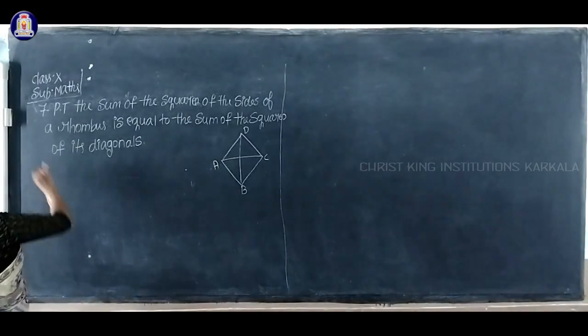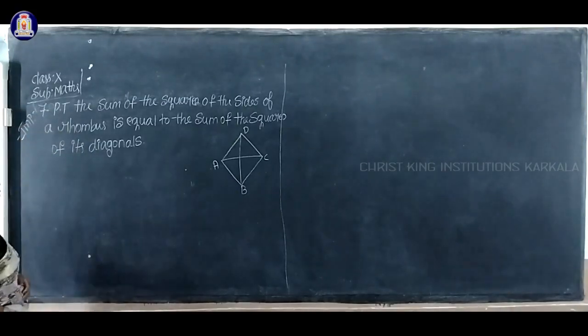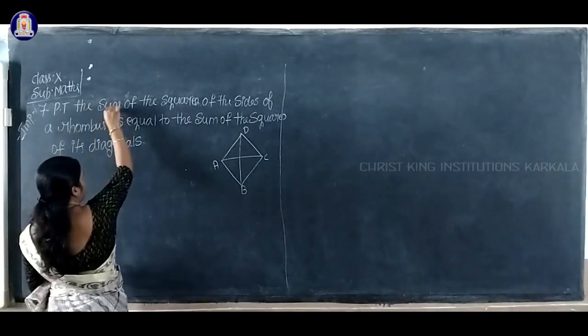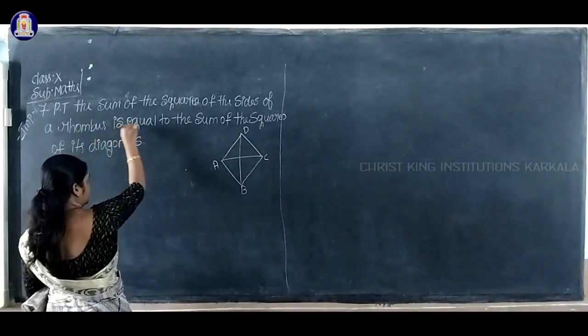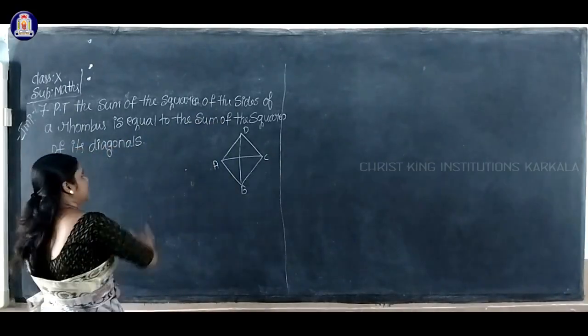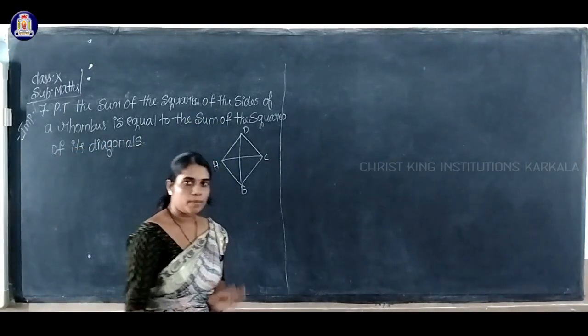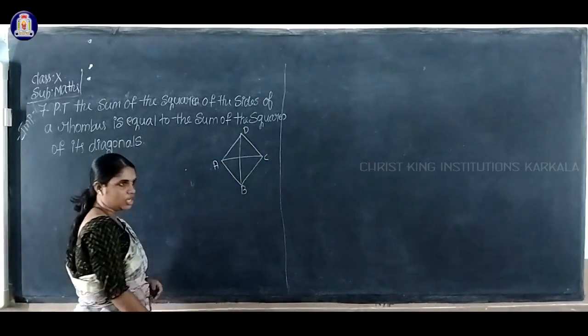Okay, next question. This is one of the important questions, a very important question. Prove that the sum of the squares of the sides of a rhombus is equal to the sum of the squares of its diagonals. Rhombus is given. So here ABCD is one of the rhombus.